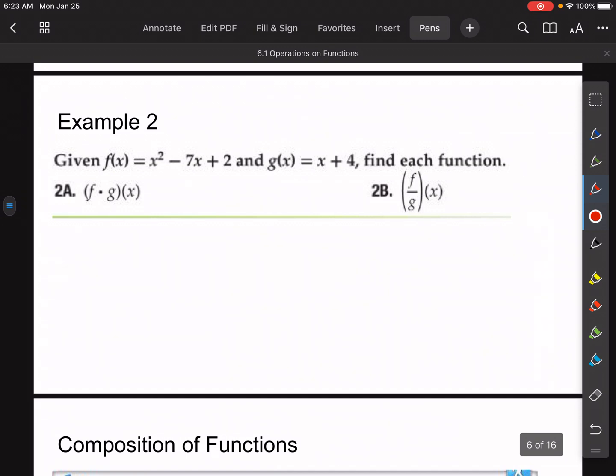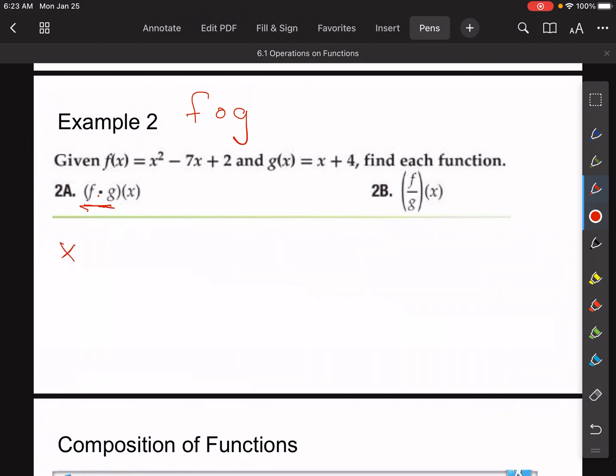All right, so for example 2, given that f of x equals x squared minus 7x plus 2 and g of x equals x plus 4, find the function. So let's multiply these out. This is saying multiply the f function by the g function. Now this is very different than finding f of g, f composed with g. I know it looks like that, but we're going to do that soon. This is multiplication, so it's just taking the two and multiplying them together.